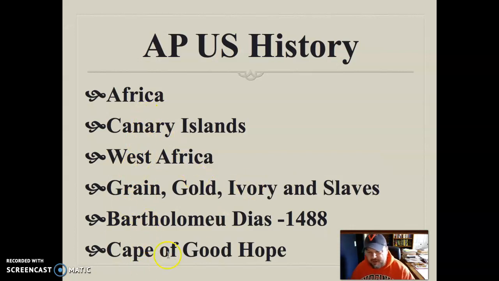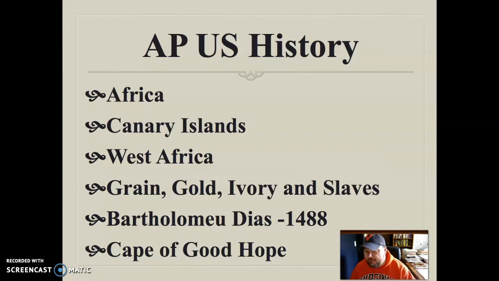Okay, so West Africa, as they're making their way down, there's a couple of monumental things. A guy by the name of Bartholomew Diaz in 1488 rounds the Cape of Good Hope, which is on the very southern tip of Africa. So that means they made it all the way down the western part of Africa, around the southern tip of Africa. And this gives a good projection of, hey, this is the route to the Indies. We think this is the path. So they're finding this path.